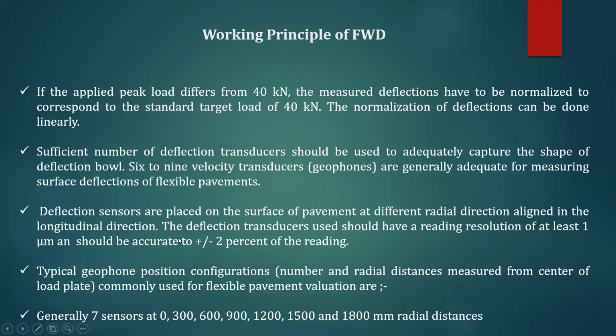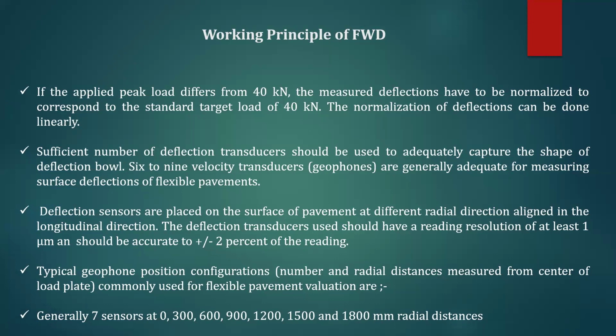Sufficient number of deflection transducers should be placed to adequately capture the shape of the deflection bowl. Just now I have shown you what the deflection bowl is, so you have to place the deflection transducers to exactly capture its shape. 6 to 9 velocity transducer geophones are generally used for measuring the surface deflection of flexible pavement. The deflection sensors are placed on the surface of the pavement in the radial direction, aligned in the longitudinal direction. I will show you one video on how these geophones are placed and how the load is applied. Generally, these geophones are placed in the radial direction, and we will discuss all that.